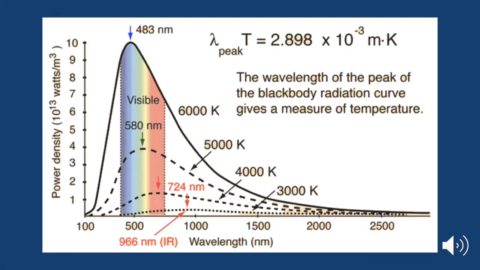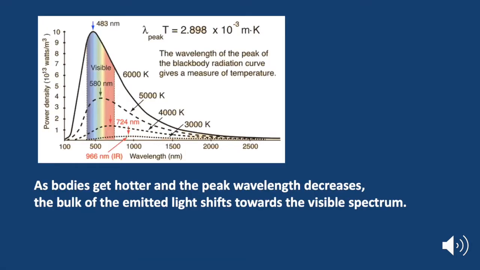As objects get hotter, the emitted light increases. The emitted light of a black body is a continuous spectrum. The wavelengths emitted have varying intensities with a diminishing peak wavelength as the object gets hotter. The intensity of the peak wavelength, however, increases as the body gets hotter. As bodies get hotter and the peak wavelength decreases, the bulk of the emitted light shifts toward the visible spectrum.